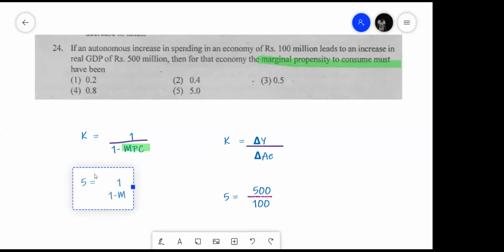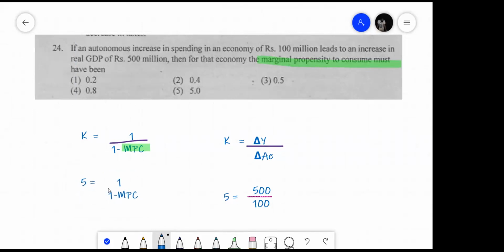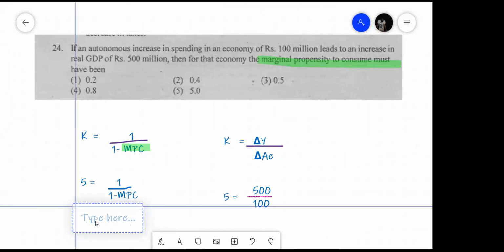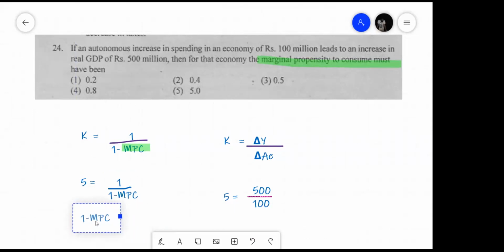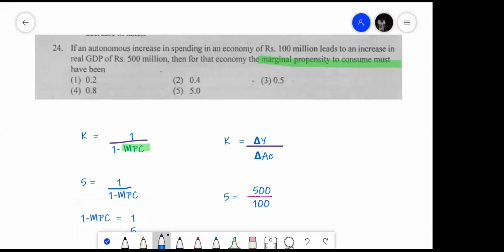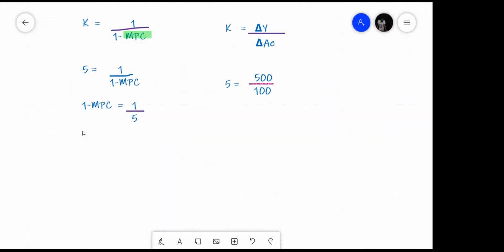Minus MPC, right? So guys, now you do basic maths. 1 minus MPC you take into that side. So 1 minus MPC is equal to 1 divided by 5. I'm hoping you all know that this math is theoretical and can be done. So 1 divided by 5 is equal to 0.2. So 1 minus MPC is equal to 0.2.